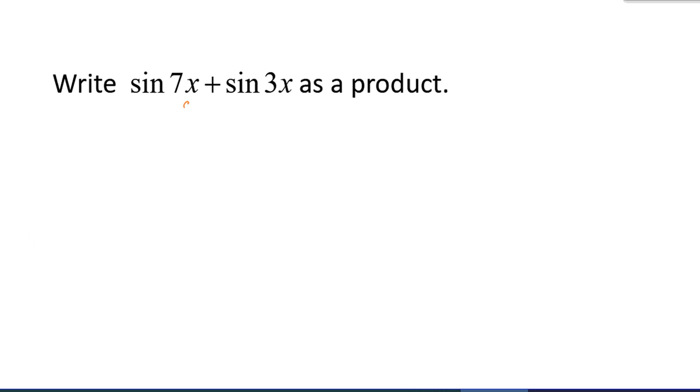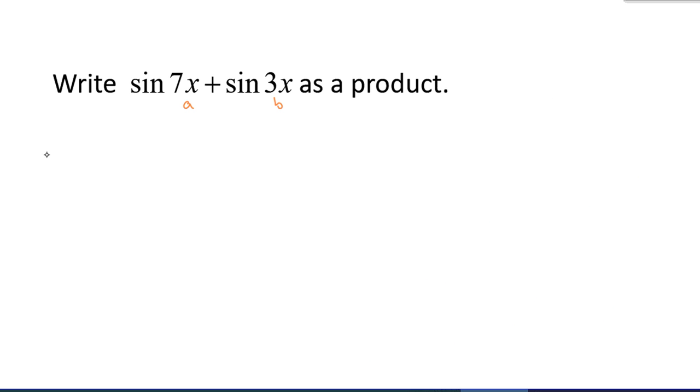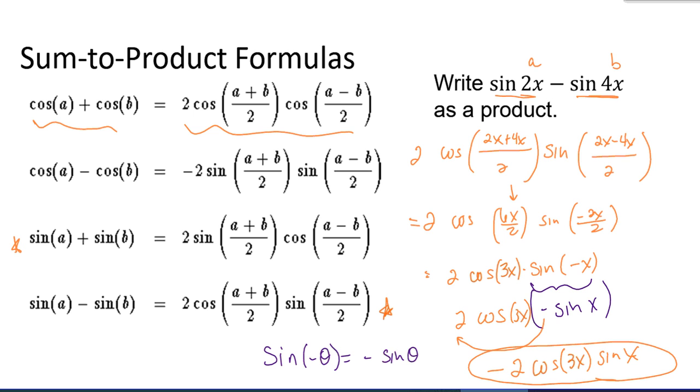Okay, sine of 7x plus sine of 3x. There's our A and there's our B. Let's see where we are at. Plus 2 sine of A plus B cosine of A minus B. 2 times the sine of A plus B over 2 times the cosine of A minus B over 2.